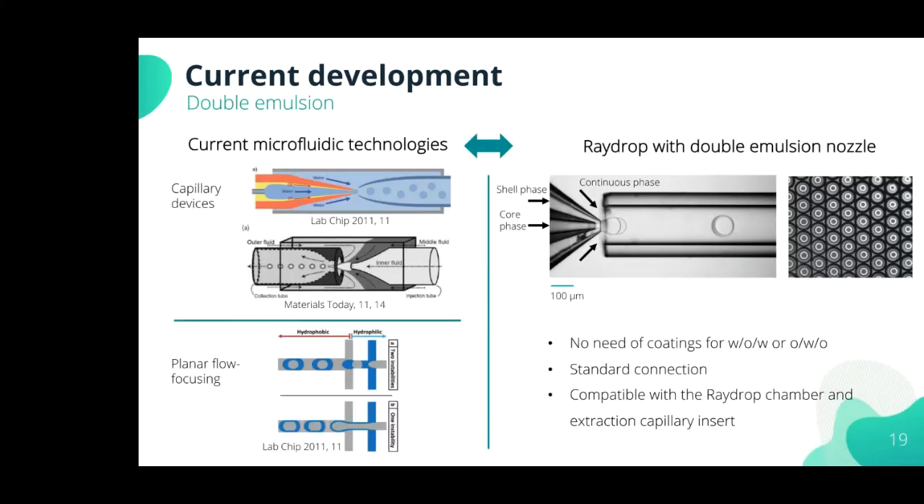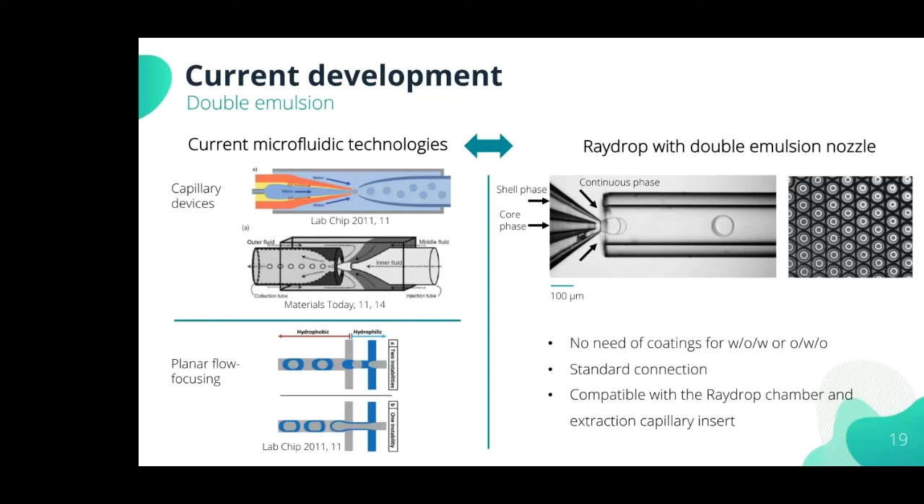Another interesting development is the double emulsion, a drop in a drop. Nowadays, the microfluidic devices for multiple emulsions are either capillary-based, with all the manufacturing complexity I mentioned earlier in this presentation, or using planar chips with two successive flow-focusing junctions, as you can see on the left part of this image. In this last case, the complexity is that each flow-focusing junction has to be coated with a different coating, either hydrophobic or hydrophilic. In practice, neither solution is satisfactory.